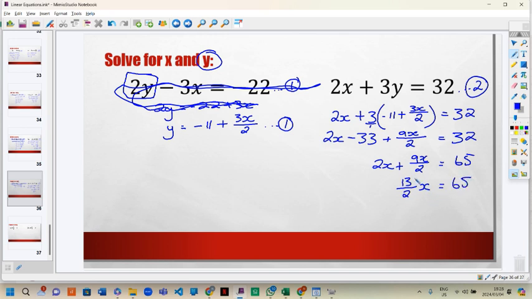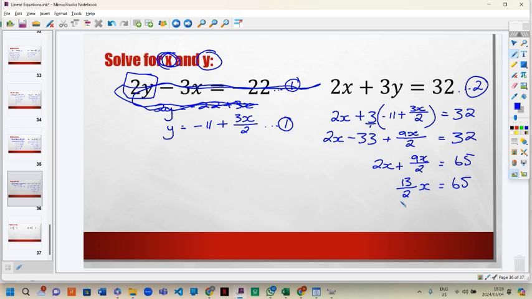Remember, this x is at the top, right? Let me just double check that's right. Yes, so it's going to be 13 over 2. Now what I want to do is get x by itself. Remember, I want to get x by itself. But here I've got 13 over 2x, so x is being multiplied by 13 over 2.